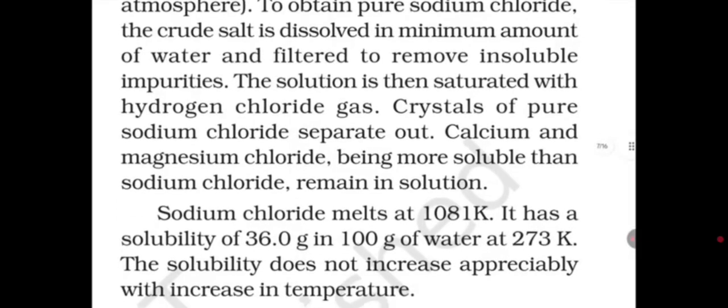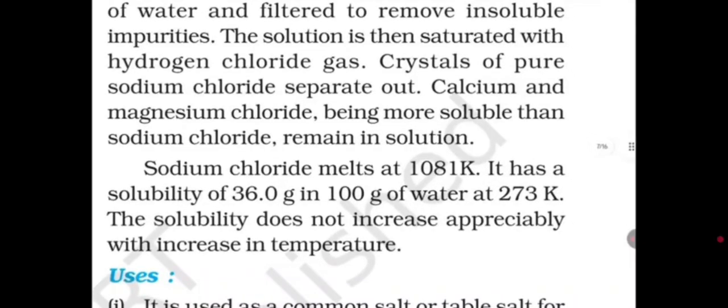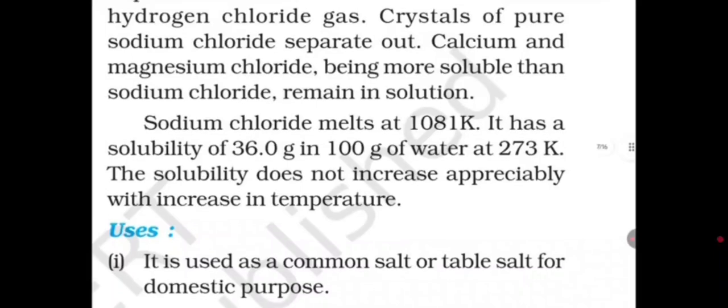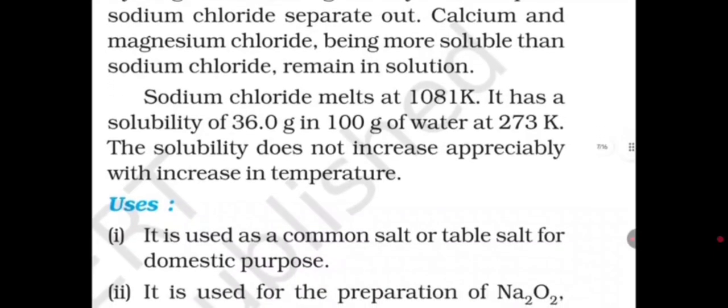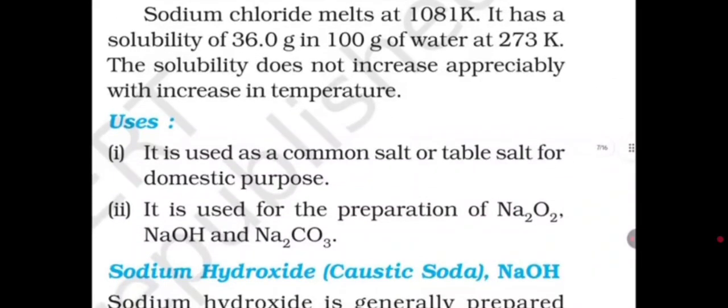To obtain pure sodium chloride, the crude salt is dissolved in a minimum amount of water and filtered to remove insoluble impurities. The solution is then saturated with hydrogen chloride gas. Crystals of pure sodium chloride separate out. Calcium and magnesium chloride, being more soluble than sodium chloride, remain in the solution.